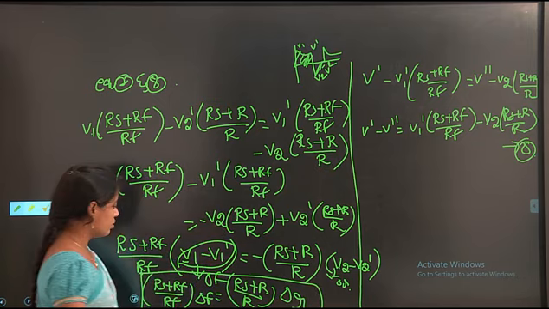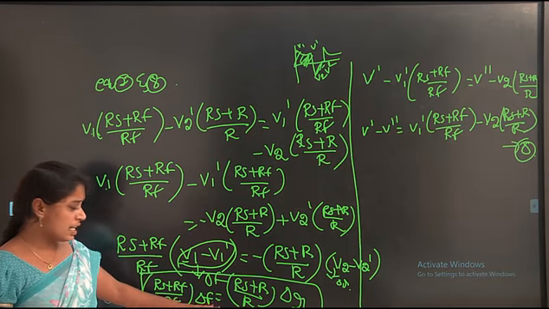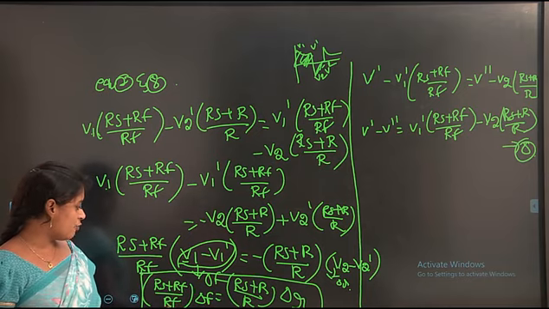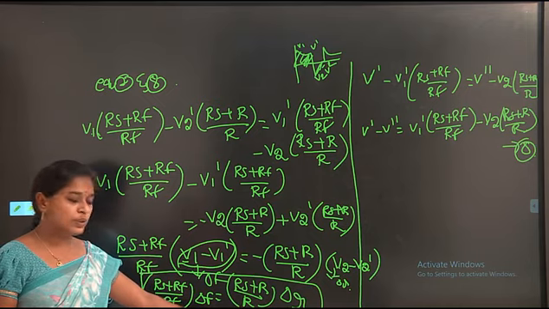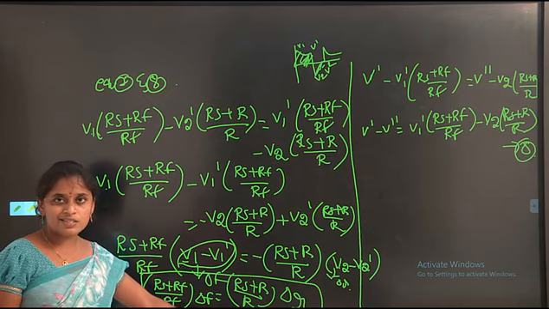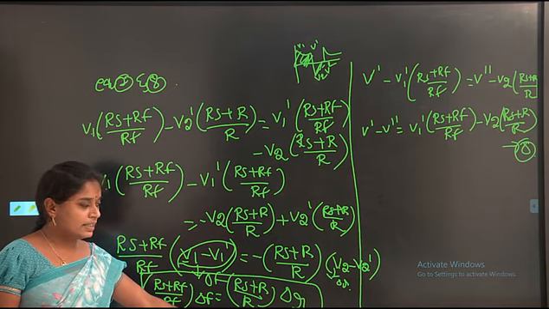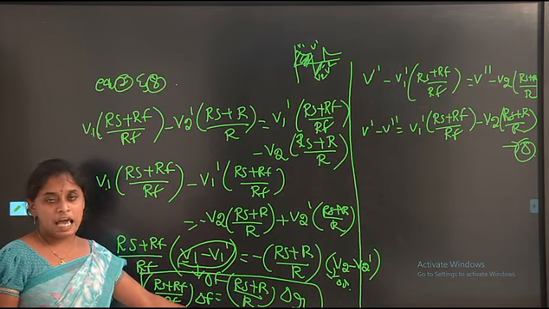So simply we say that (Rs plus Rf)/Rf into delta F is equal to (Rs/R) into delta R. So this is the final equation, or the final response of the clamping circuit for square wave input.